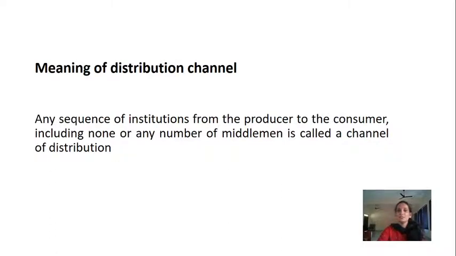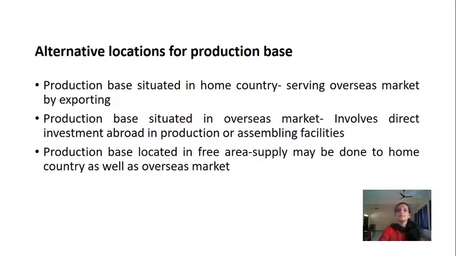Now what is a distribution channel? A distribution channel is any sequence of institutions from the producer to the consumer, including no middlemen or any number of middlemen. That is channels of distribution. It is the institution by which products are supplied from one nation to another, and this supply can be done either directly without the help of intermediaries or with the help of intermediaries, and that mode is considered as channels of distribution.